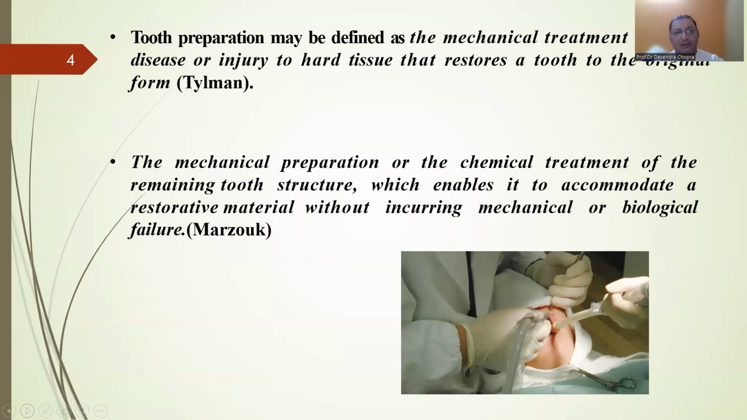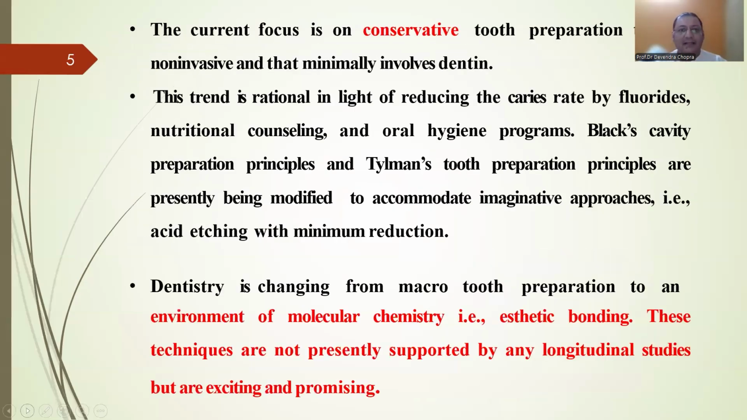Finally, you make an impression, you send it to the laboratory. From there, they send you a raw restoration. You do the bisque trial, and finally, you resend it back for the final processing. And when the lab sends it back, you fix the restoration with the appropriate amount of luting agent. So, I'm requesting again, please next slide.